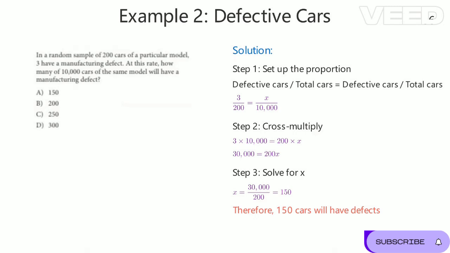Next, we cross multiply. 3 times 10,000 equals 200 times X. This gives us 30,000 equals 200X. Finally, we solve for X by dividing both sides by 200. X equals 30,000 divided by 200, which equals 150. Therefore, 150 cars out of the 10,000 will have defects. Hence, the correct option is C. Notice how straightforward this problem becomes when we use proportional reasoning.